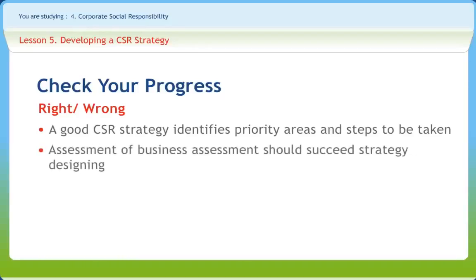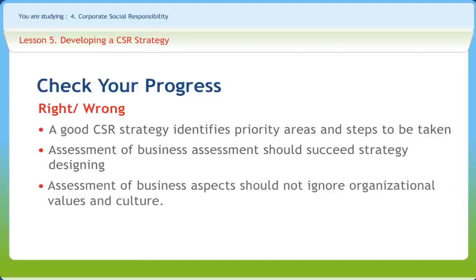Assessment of business aspects should succeed strategy designing. Assessment of business aspects should not ignore organizational values and culture.